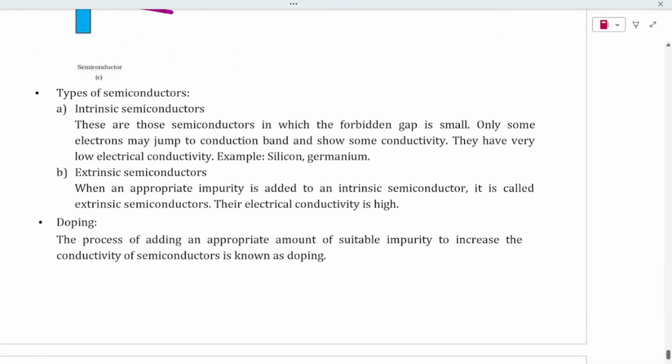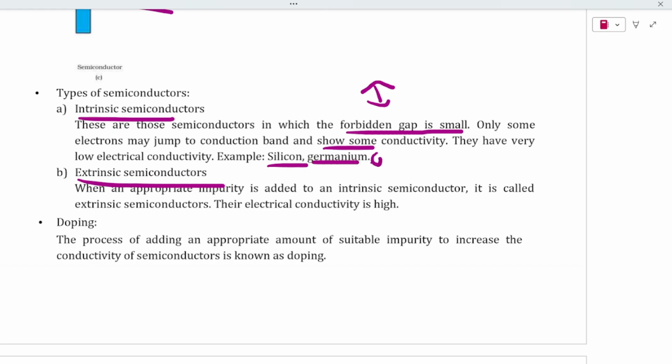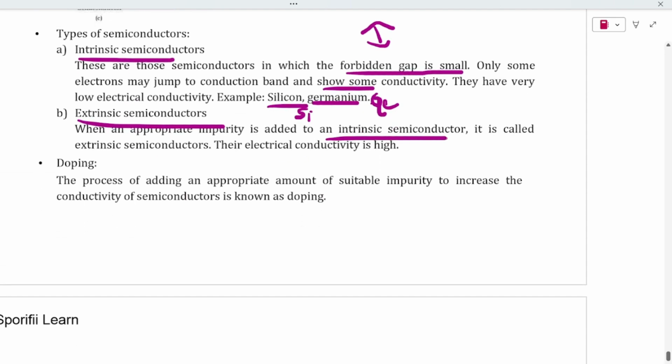Types of semiconductors are majorly two: intrinsic and extrinsic. Intrinsic ones have a small forbidden gap, so only some electrons may jump, and some show conductivity. Silicon and germanium are examples. We call germanium Ge and silicon Si. These are the elements that you have to remember very carefully. Extrinsic semiconductors are the ones to which impurity is added, and their electrical conductivity is high.